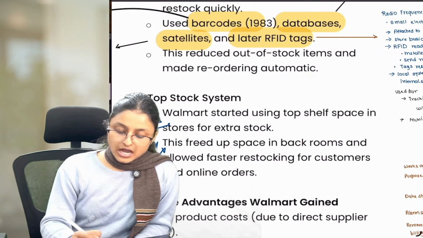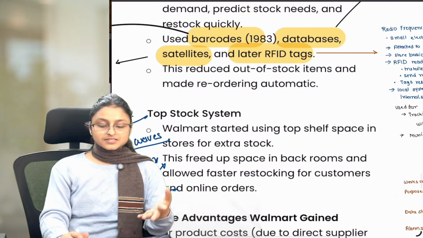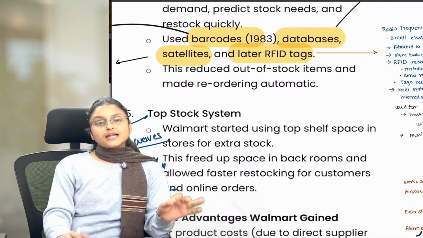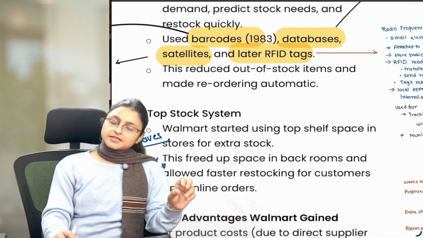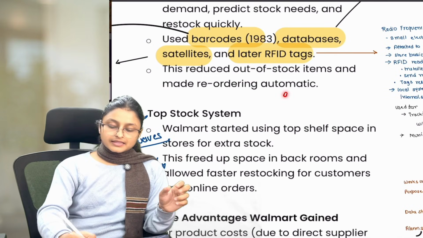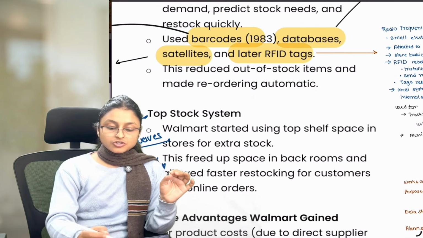This reduced out-of-stock items and made reordering automatic. As they are using this much technology, the reason behind it is that they can track inventory very easily and conveniently, so that the supply chain works conveniently, and this whole system helped them do that. Next, the top stock system.